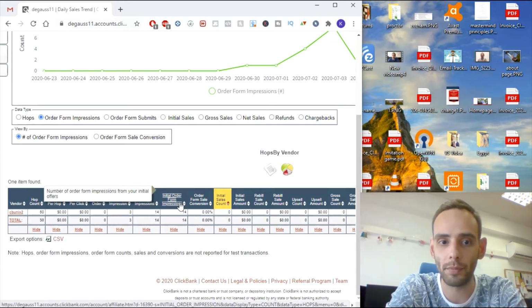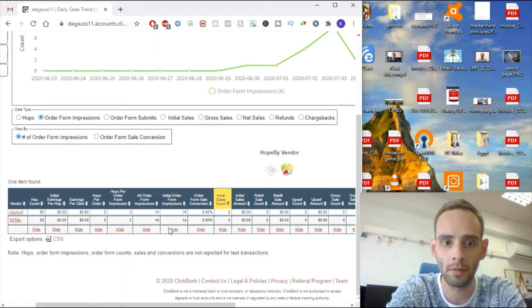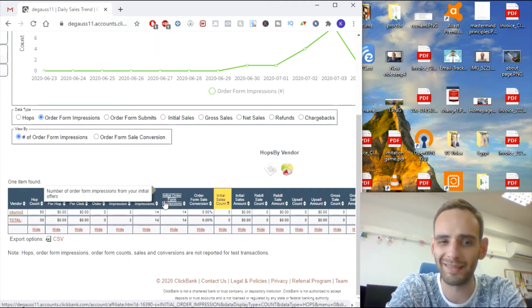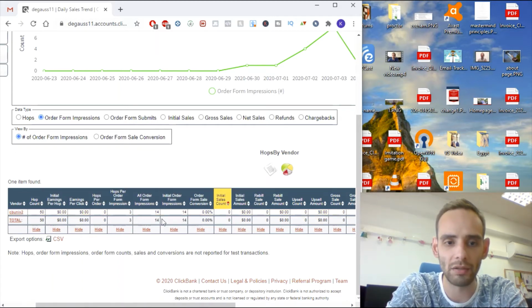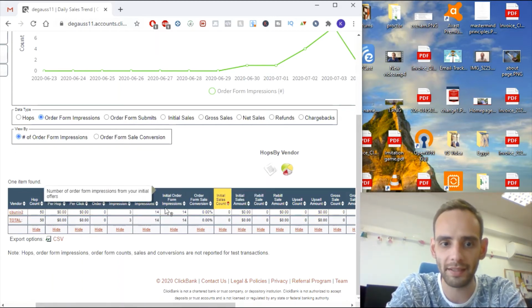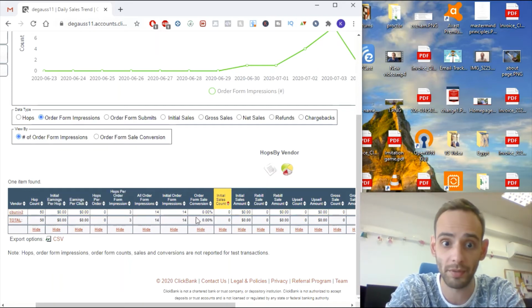Again, initial order form impressions, all order form impressions, basically the same. I don't really know what the difference is between these two, but all the times I've seen this, it's always the same number. So don't worry that much about this.